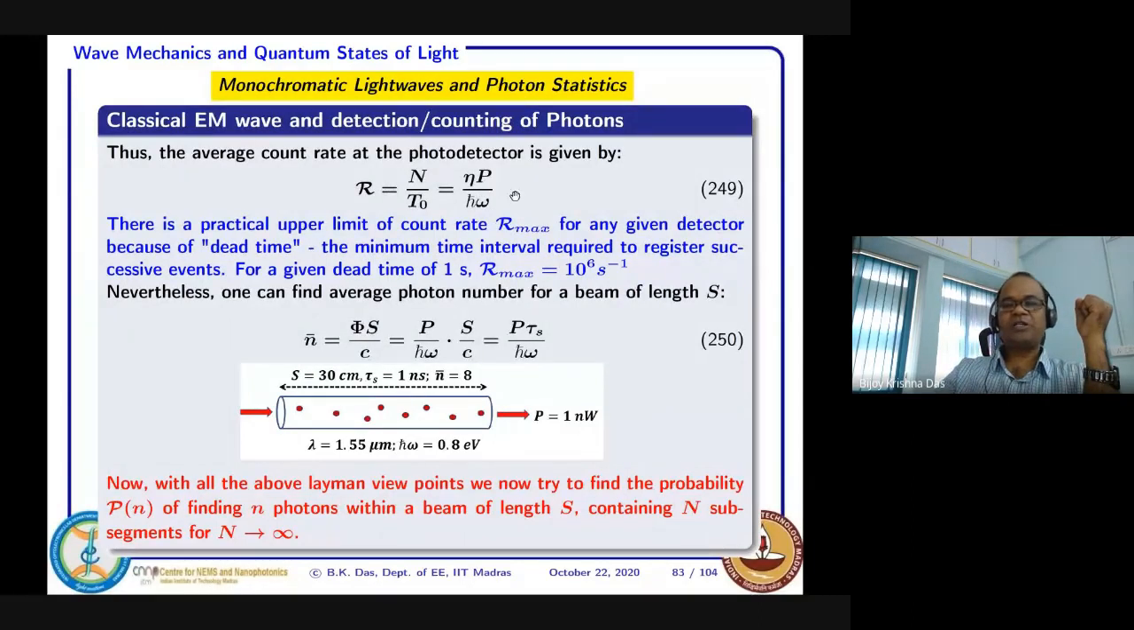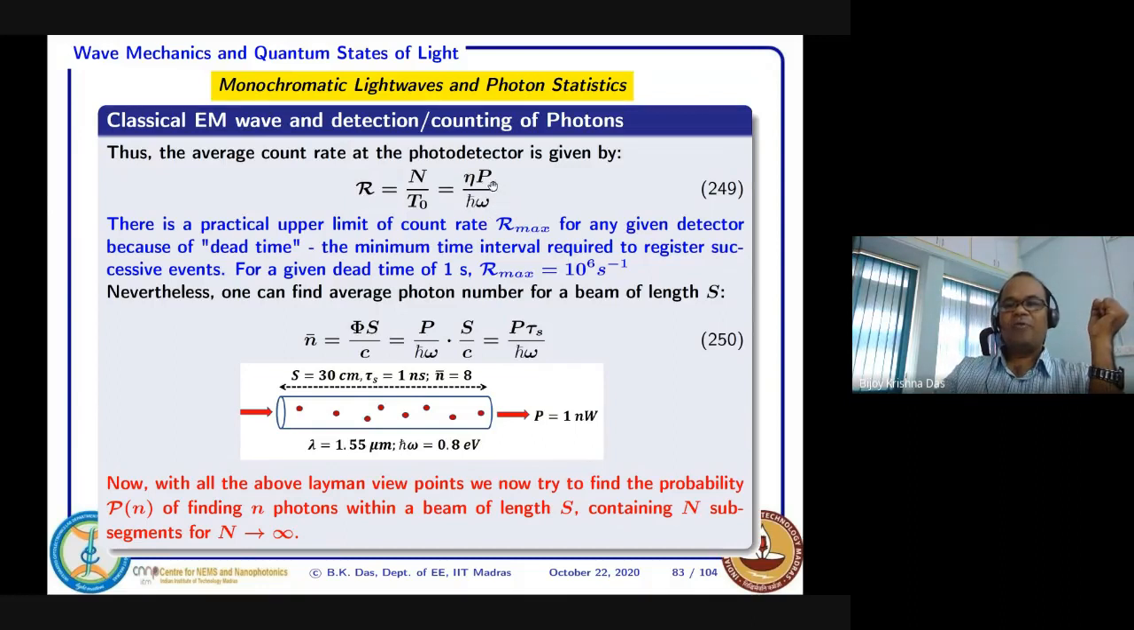Then from this expression, what do we have to do? Eta is fixed, for example. Eta means this many photons come. So whatever the limitation is here, that decides the R max. So R max is 10 to the power 6, for example, for a given eta, h cut omega.